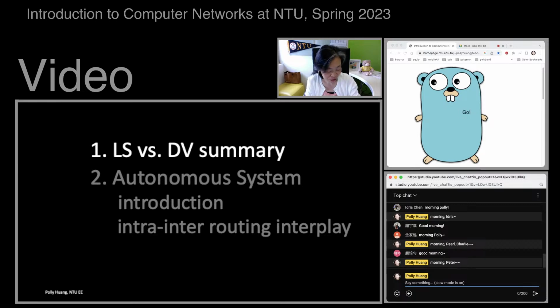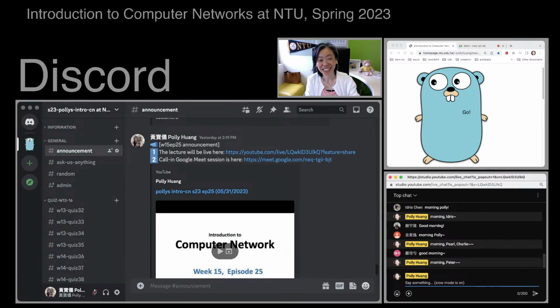Okay, sorry, wrong push. Should be this. Okay, so this is the announcements view.